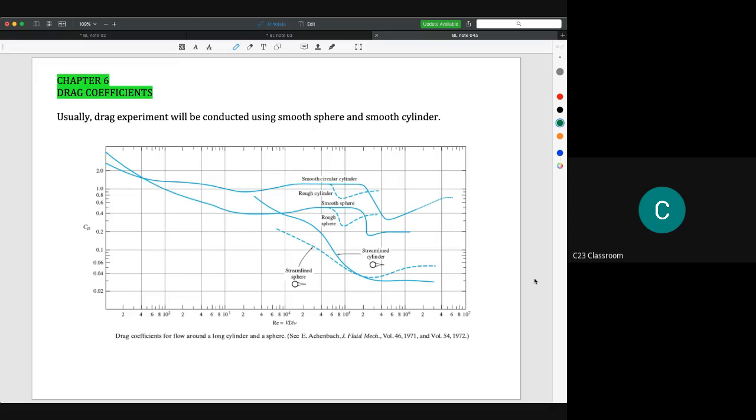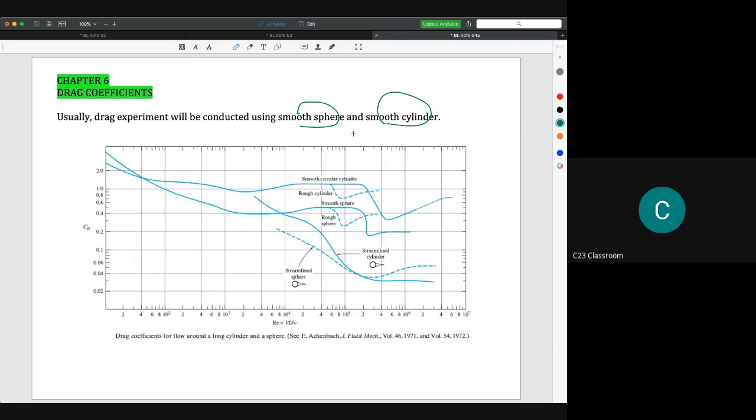That's why in an aerofoil, we need to make a certain angle of attack to make sure that the lift force can be generated. So in this one, I would like to share with you the idea of the drag coefficient. Usually we conduct experiments in our lab using a smooth sphere or smooth cylinder, so we focus on these objects because a complicated object is not easy to calculate, since sometimes it needs curve fitting with real experimental data.